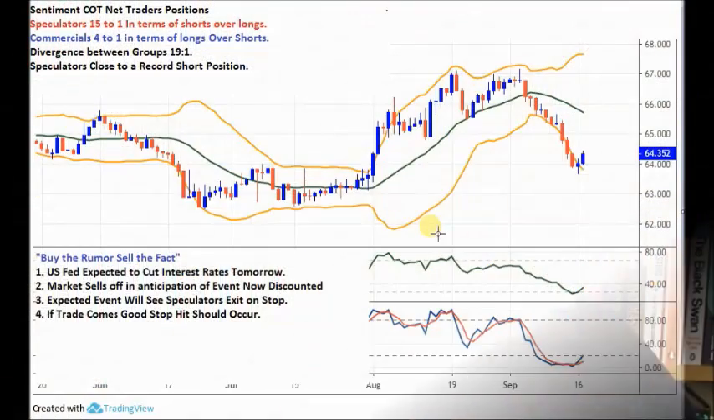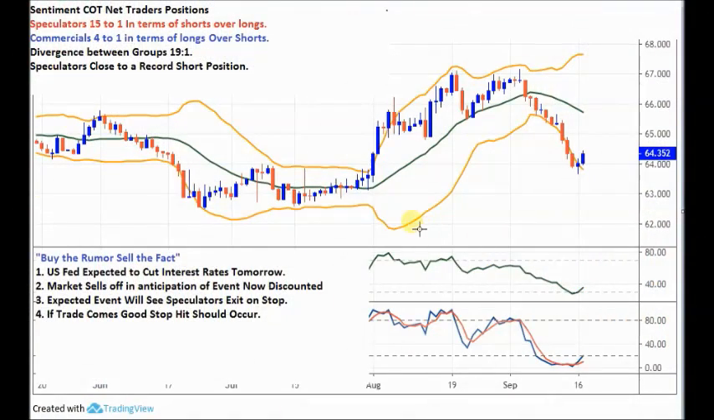Right, let's go and take a look at the trade setup. On the chart of USD RUB, in terms of this trade setup, we use it all the time. It's just really a combination of doing a simple study of sentiment and then using very simple technical analysis to time the trade. In terms of sentiment, we like to use the COT net traders positions.